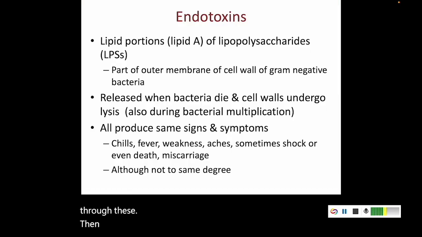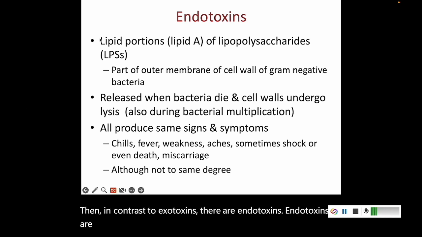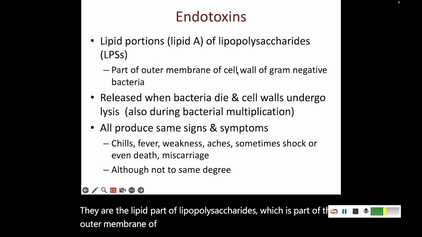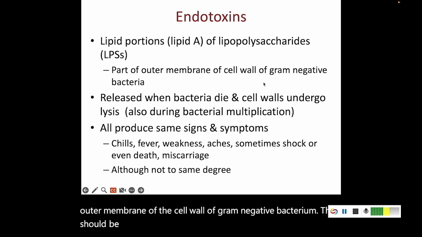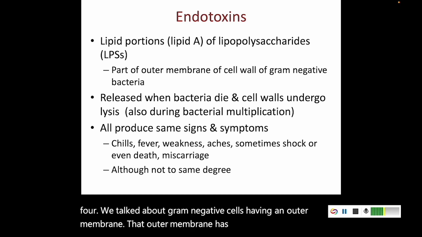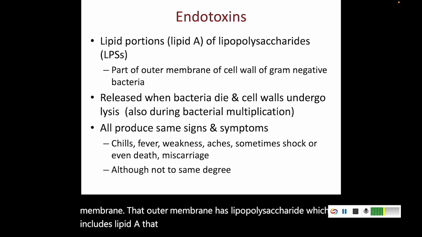Then, in contrast to exotoxins, there are endotoxins. Endotoxins are lipids. That's very different from an exotoxin. They are lipids. Specifically, they are lipid A. They are the lipid part of lipopolysaccharides, which is part of the outer membrane of the cell wall of gram-negative bacteria. This should be familiar to you because we did talk about this in chapter 4. We talked about gram-negative cells having an outer membrane. That outer membrane has lipopolysaccharide, which includes lipid A. That should be a review for you. And if it's not, please go back and review that.